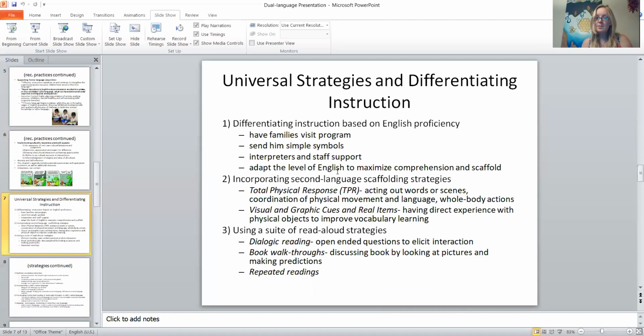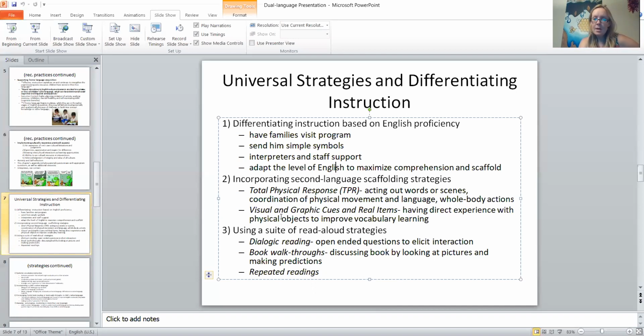This total physical response makes that connection between the words, the language, and their bodies. So it's really neat. As well as the visual and graphic cues and real items. So having direct experience with physical objects to improve vocabulary learning. The example the book gave was the Hungry Caterpillar, and bringing in different food objects so that they're able to see the words and touch the different foods.